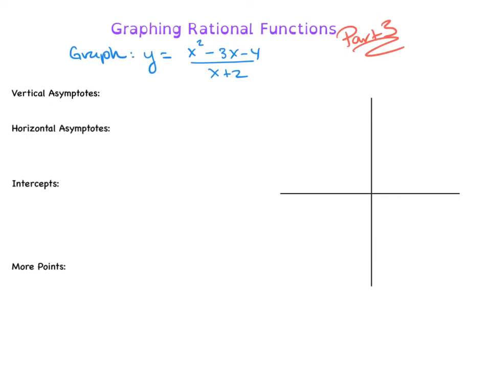Let's do one more section on graphing rational functions. Our third section on graphing rational functions. Here we're going to graph y equals x squared minus 3x minus 4, all divided by x plus 2.